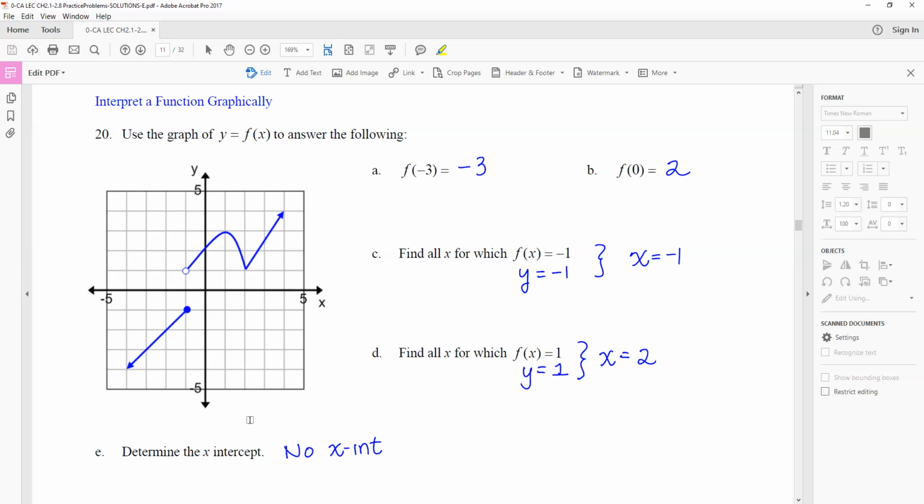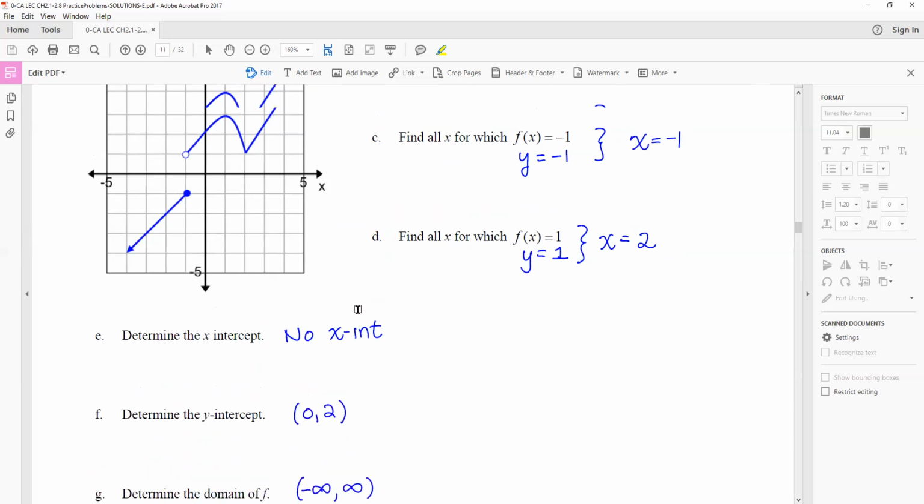The x-intercept, there is no x-intercept. The y-intercept is the point 0, 2.